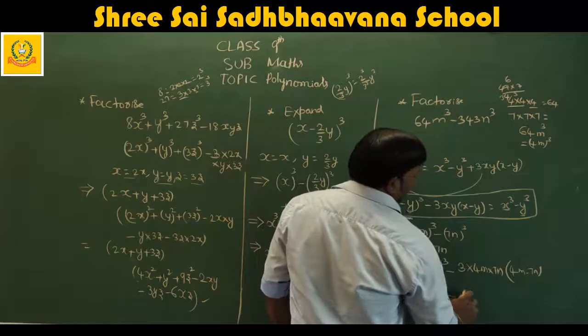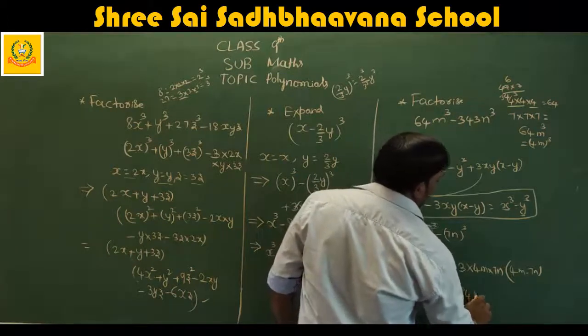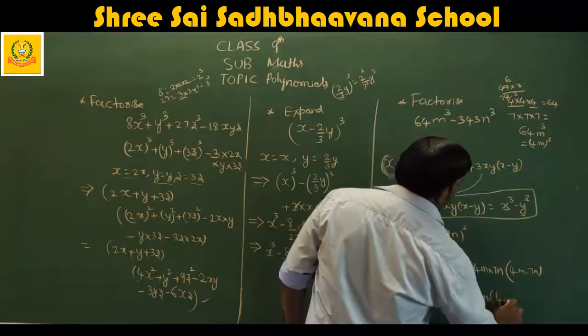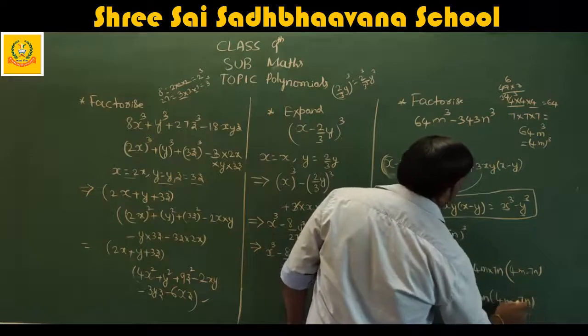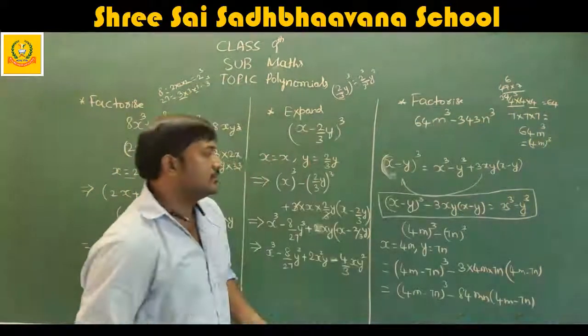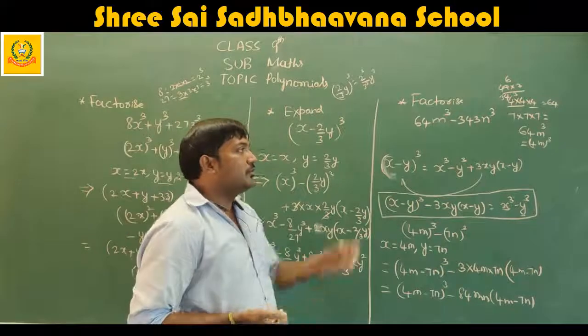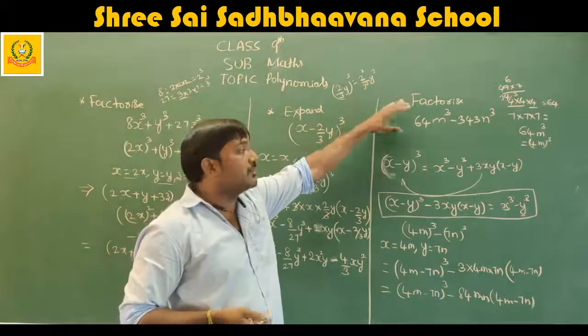are 84, 84mn into (4m minus 7n). So we simplified it. That's all. This is how you have to use the identity. I'll just explain once again.